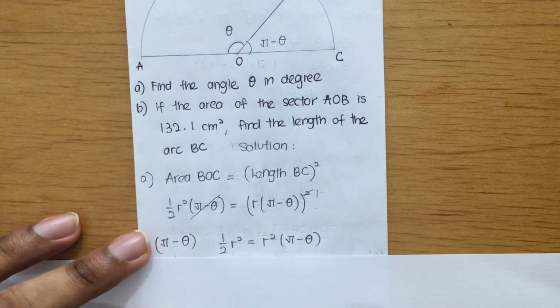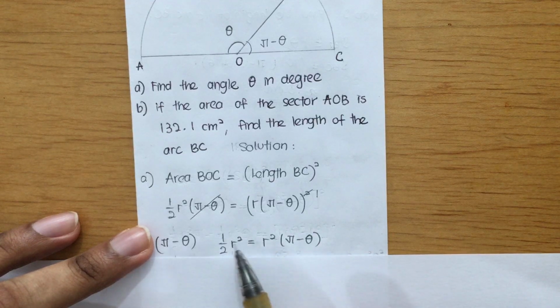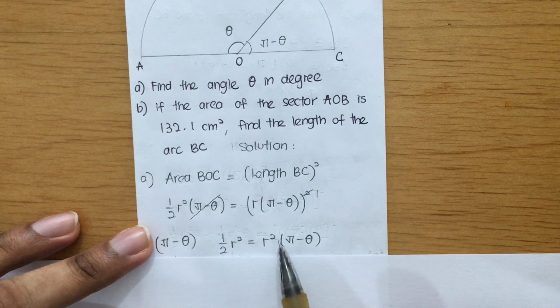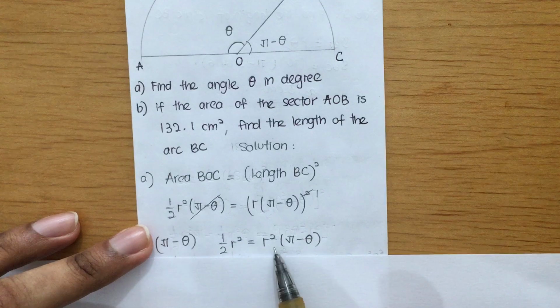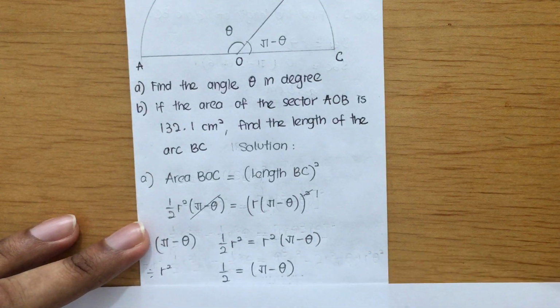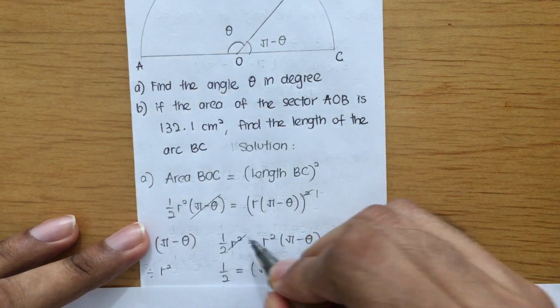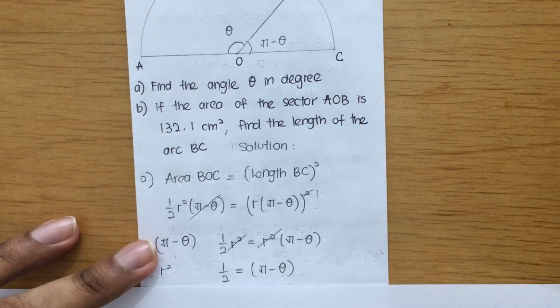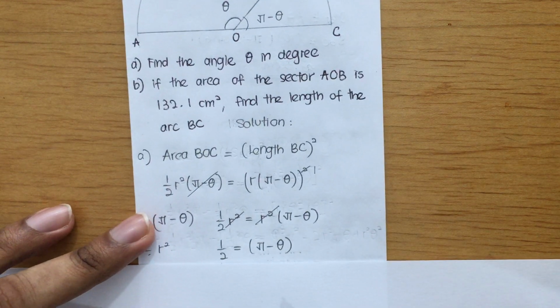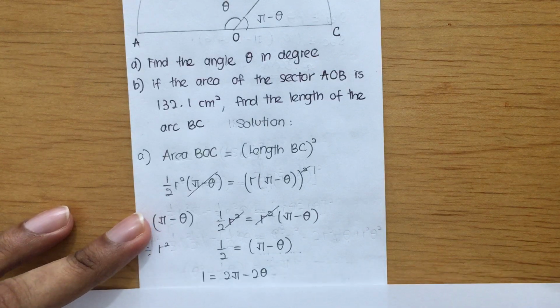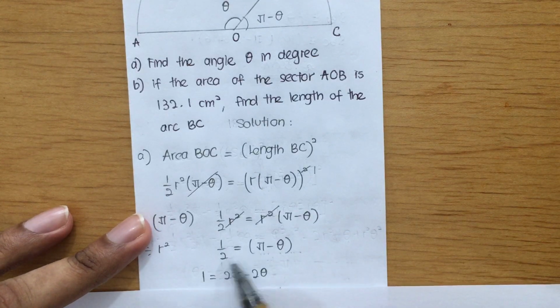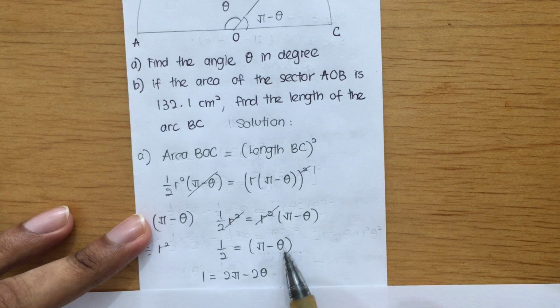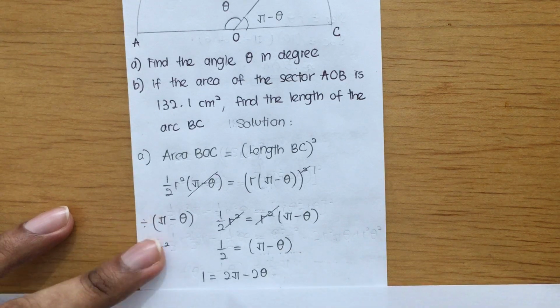Okay, so for the next step, what you can do is you can cancel off this r as well guys. The r square and r square, you can cancel them out. So in this case, you'll only be left with half equals to pi minus theta. Okay, so proceed to the next step. So you bring the 2 and you times here, you get 1 equals to 2 pi minus 2 theta.